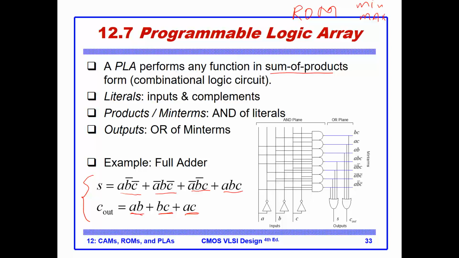To implement the PLA, basically we have two planes. One plane is called the AND plane, and the AND plane generates the products, these terms. You can see here this is BC, AC, AB, and the rest of those. Those happen to be minterms, but they can be otherwise. And then we have the OR plane where we do the ORing. In this case, I need to OR these three terms to generate C out, and I need to OR these terms to generate the sum.